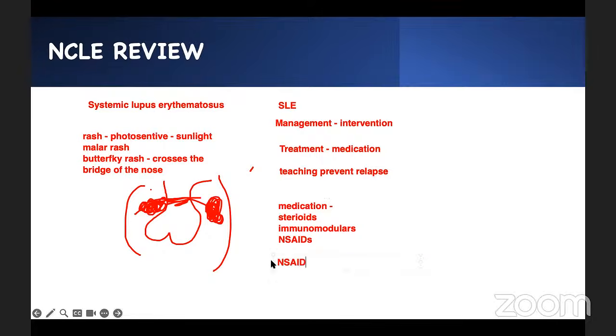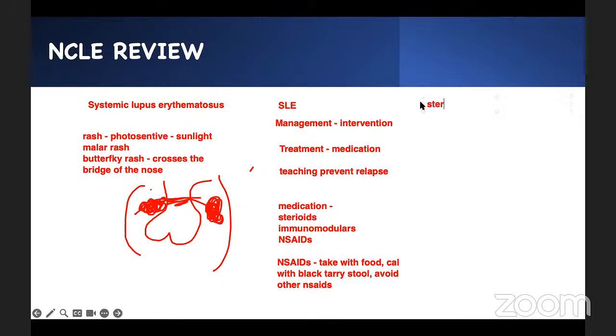NSAIDs, you've got to teach them, right? Take it with food. Okay? Don't take it on an empty stomach. Take it with food. I mean, watch for black tarry stool. So avoid other NSAIDs together. That's the teaching you provide them.